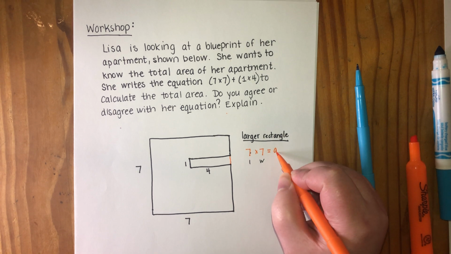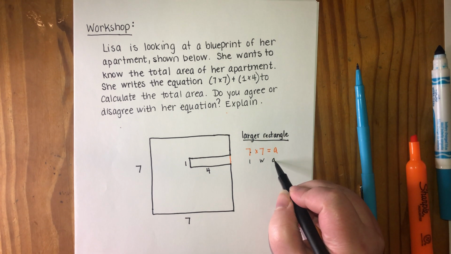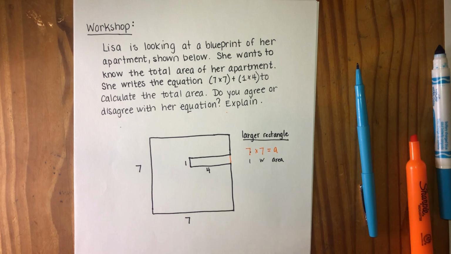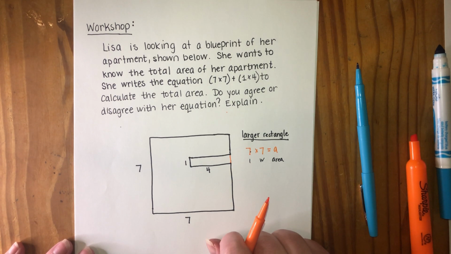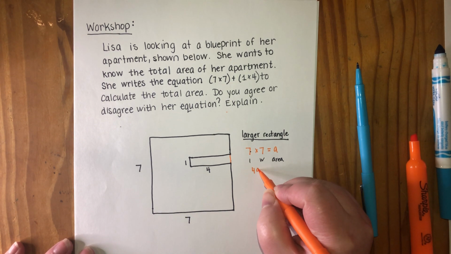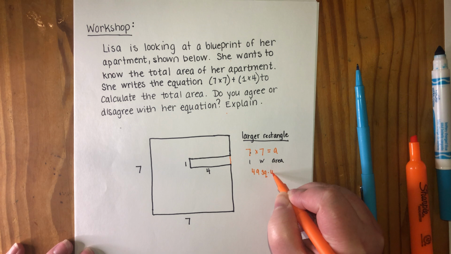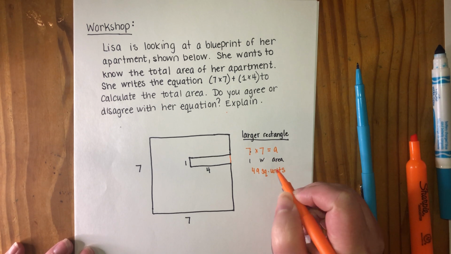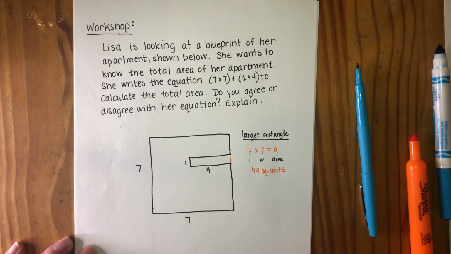And when we multiply these, that will give us the area. What is the area of the larger rectangle? Yes, 7 times 7 equals 49 square units. Great job. What can we do next to help us solve this problem? Say it out loud.